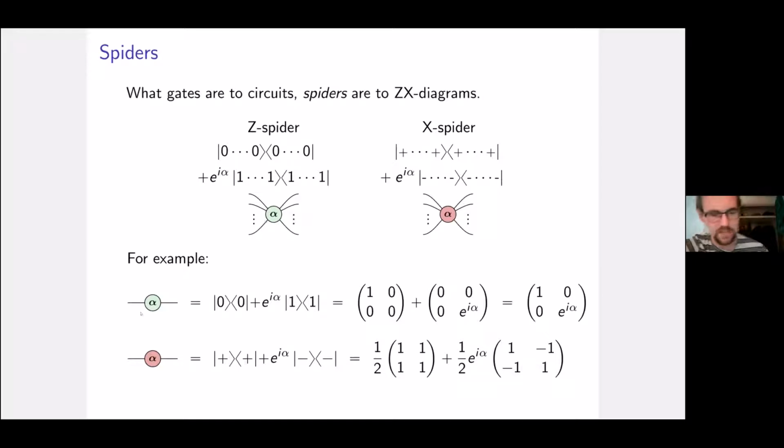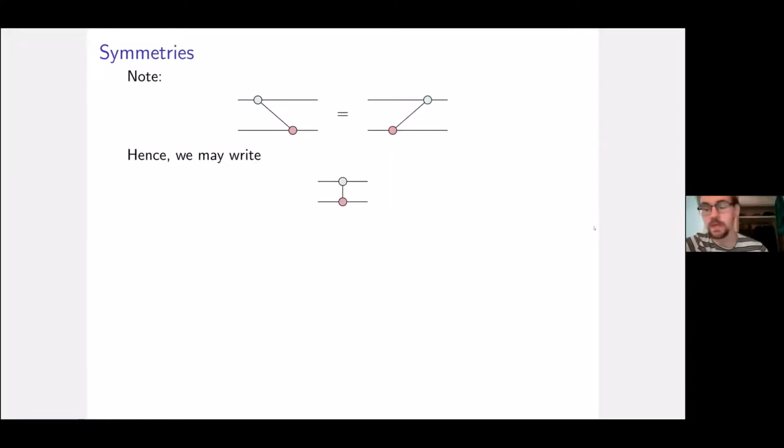And similarly with the red gates, if you think about this, you can recognize this as an actual X rotation gate over the phase alpha. Okay, and we can combine these spiders every way we like. So with the vertical composition, it's a tensor product of these linear maps. Horizontal composition is the composition of linear maps. So the same way as in quantum circuits.